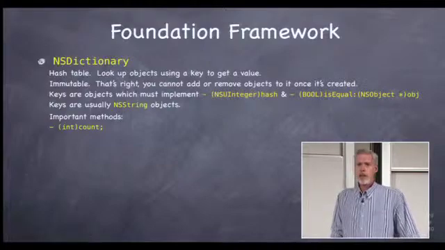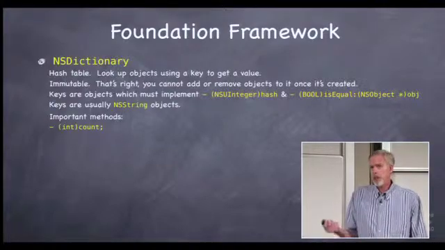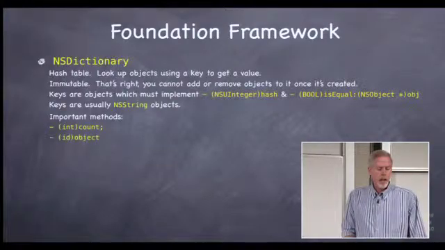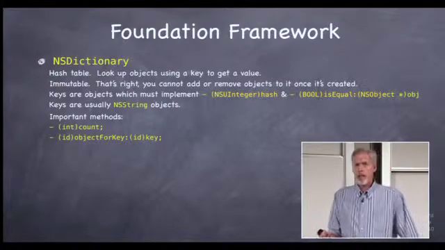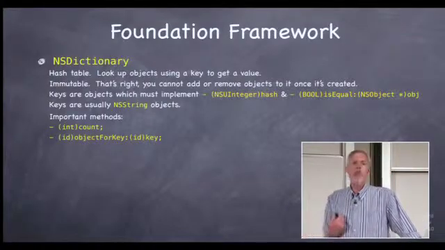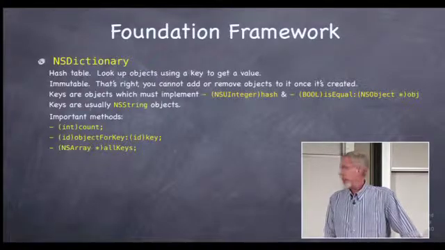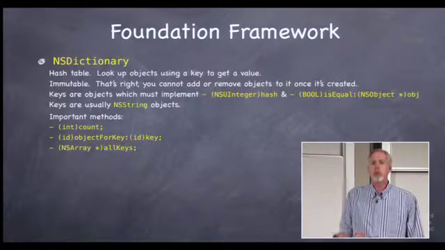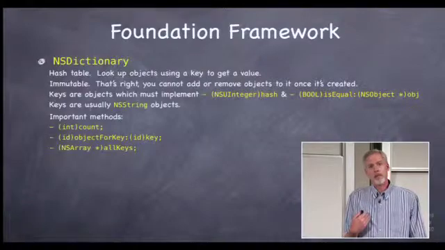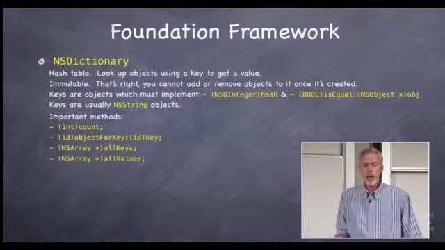Important methods here: count, same thing. That's how many key-value pairs. objectForKey, that's the other primitive. Give it a key, it gives you back an object. Very straightforward. It also has some methods like allKeys, which will return you an array of all the keys. Right? Makes some sense. And allValues as well.